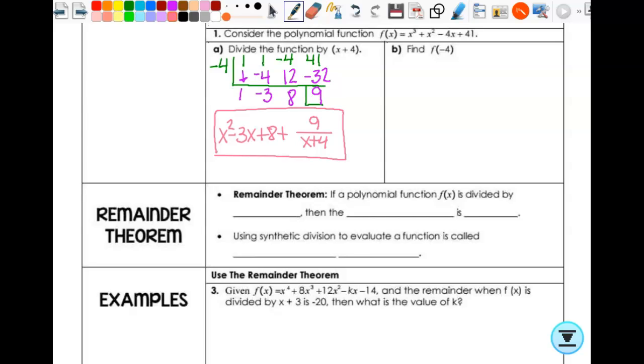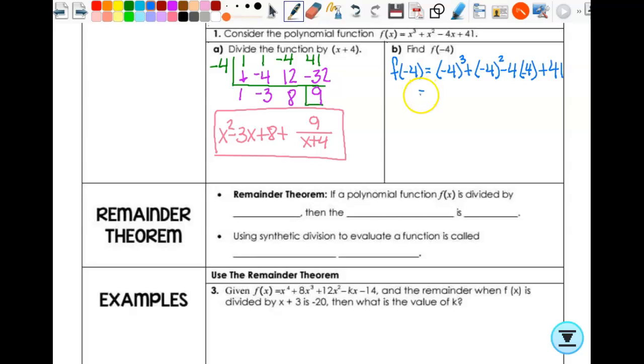On B, it says to find f of negative 4, which means I substitute it in. So f of negative 4 is equal to negative 4 cubed plus negative 4 squared minus 4 times 4, plus 4 times negative 4, sorry, plus 41. Okay. Just substituted it in there.